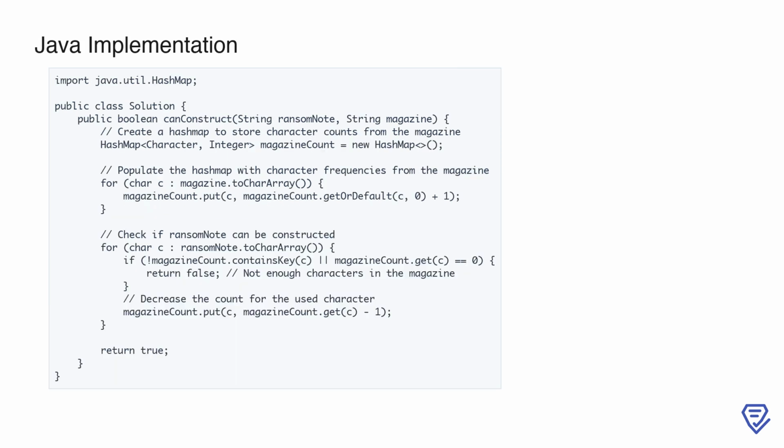This is the Java implementation of LeetCode problem number 383, Ransom Note. The logic matches the Python version, using a hash map to count character frequencies from the magazine string. For each character in the ransom note, the code checks if enough occurrences are available in the magazine. If not, it returns false. Key differences include explicit type declarations and the use of Java collections, such as HashMap, instead of Python's Counter. This approach ensures efficient character counting and lookup.